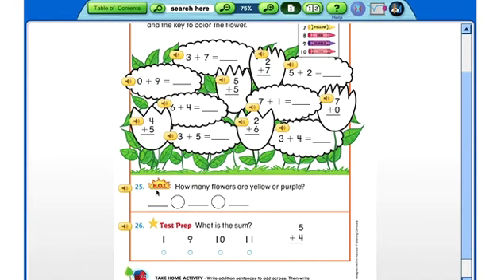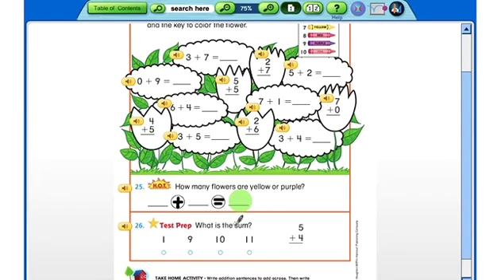They have a hard problem here for you. When you're all finished, you can look up here and then write a math sentence that adds how many flowers are yellow or purple. So you would write the number of yellow flowers plus the number of purple flowers equals how many flowers all together. So your sum would go in that last spot.